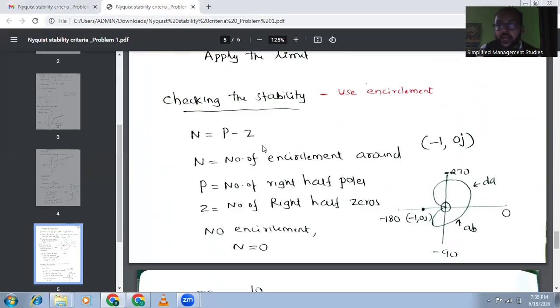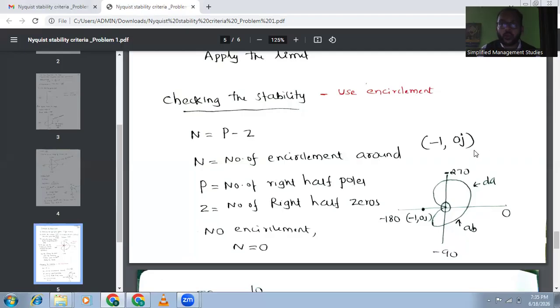This formula you have to learn by heart. Remember it. Number of encirclement is given by the difference between number of right half poles minus number of right half zeros. So that means N is equal to P minus Z. P denotes number of right half poles. Z is the number of right half zeros, where N is the total number of encirclement around where?